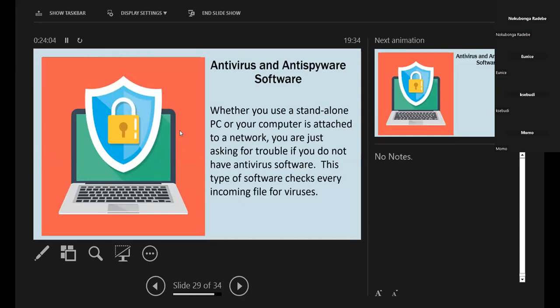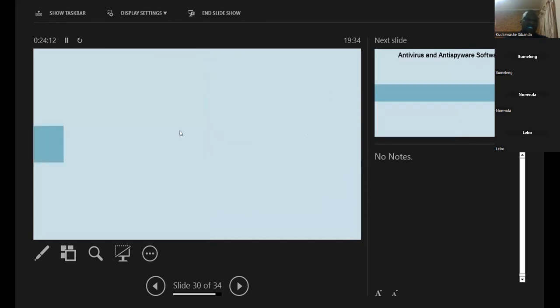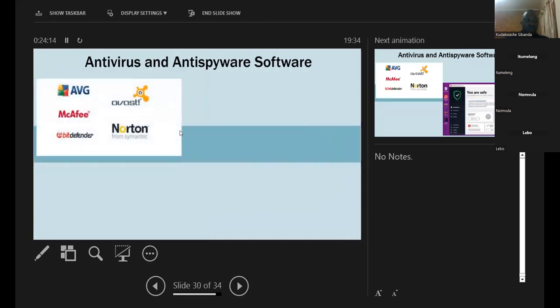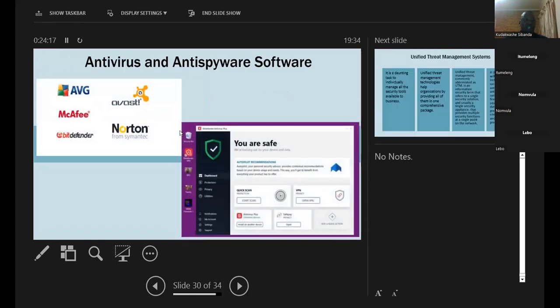So now there's antivirus and anti-spyware software, right? Types of antiviruses, I think you know what we're talking about. You know, AVG, Avast, Bitdefender, Norton, right? Each and every computer, I think your computer also uses an antivirus to protect it, right?